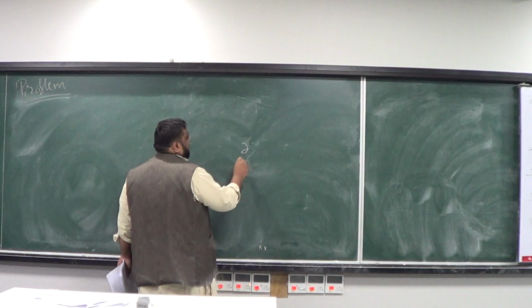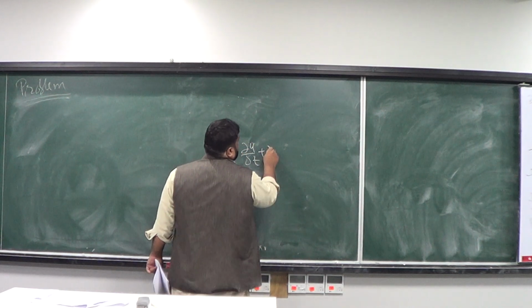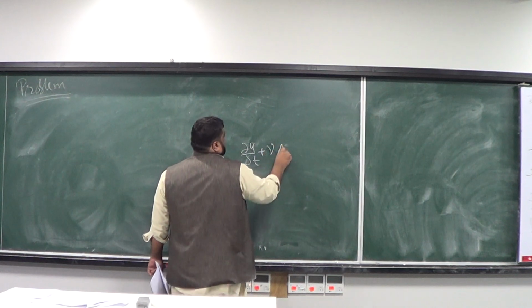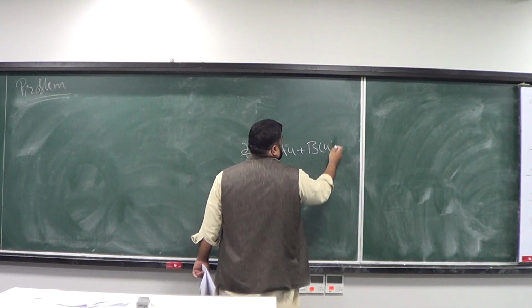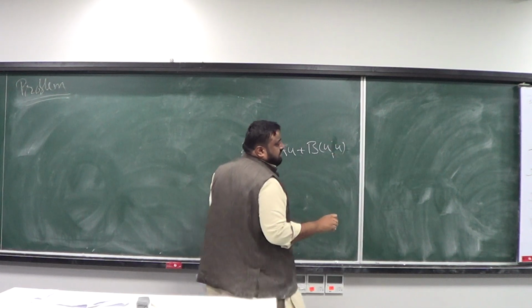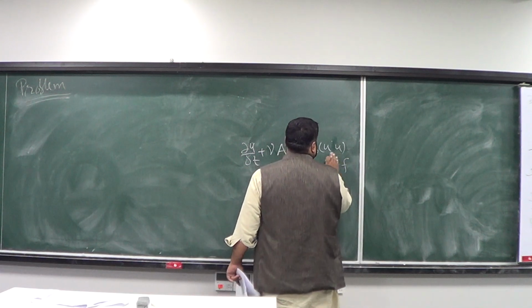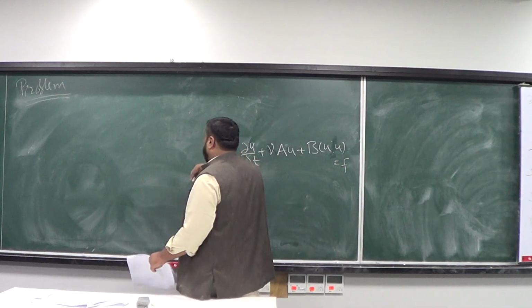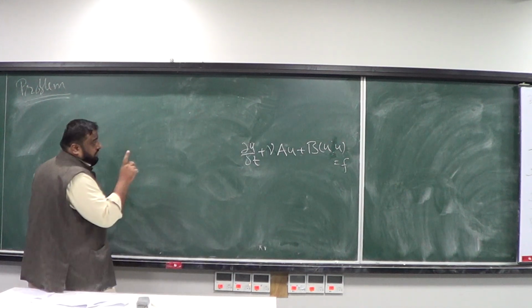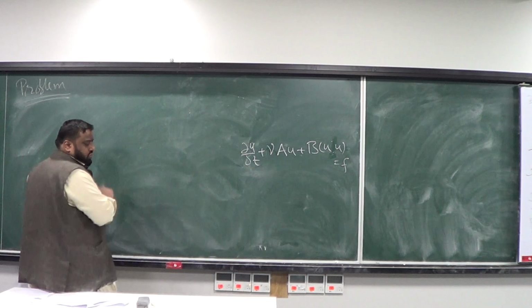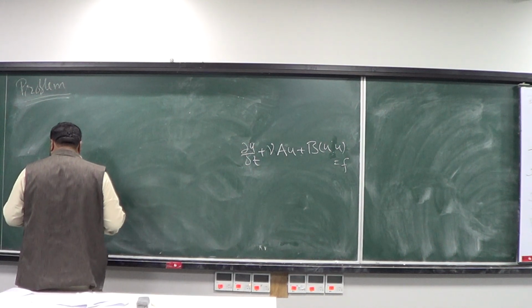Anyway, what was our equation? Our equation looks like this: partial u by partial t plus nu Au plus B of u, u, where B has a definition, equal to f. So this was our equation. What would be the meaning of the weak solution of such a problem? Here's the meaning of it.